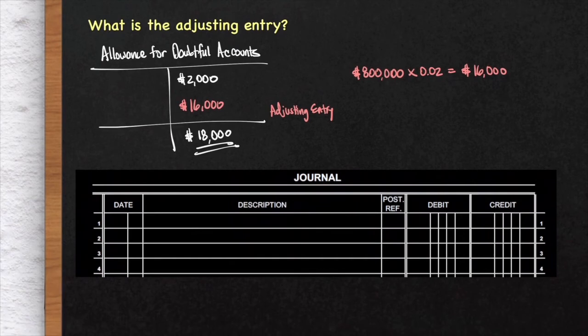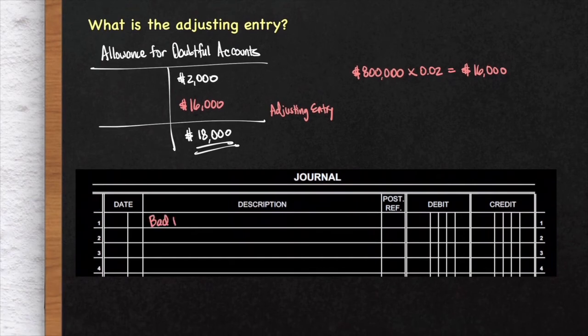Now let's do our adjusting entry. Remember, this comes before the start of the period. We're estimating bad debt, so debit bad debt expense, and our amount will be $16,000. You're going to credit allowance for doubtful accounts. We're going to set that account up. Allowance for doubtful accounts for $16,000 as well. And there you have it. That is the adjusting entry to set up bad debt, okay?